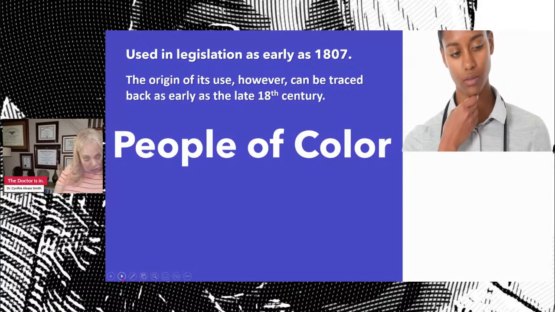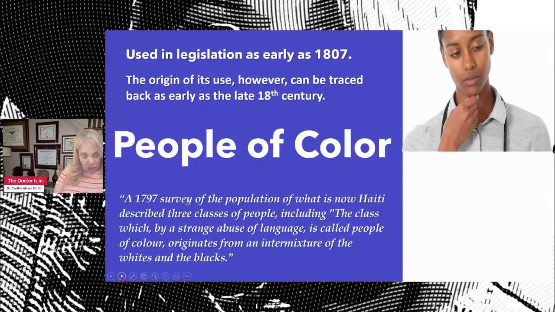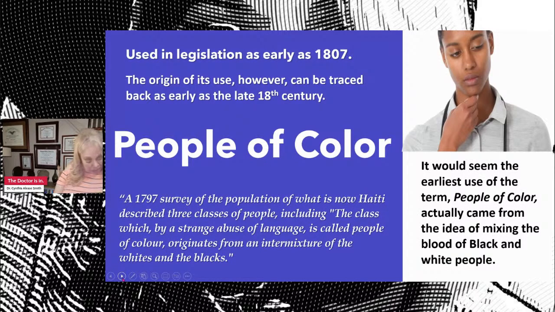A 1797 survey of the population of what is now Haiti described three classes of people, including the class which, by a strange abuse of language, is called people of color, originates from an intermixture of the whites and the blacks. So, the people of color back in those days were the biracial people. Isn't that interesting? At least in Haiti.